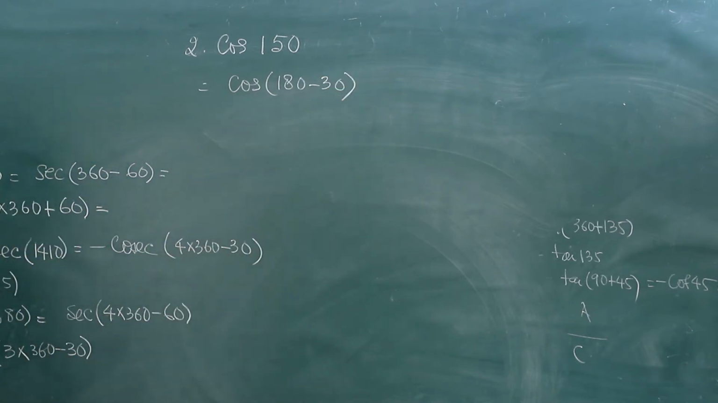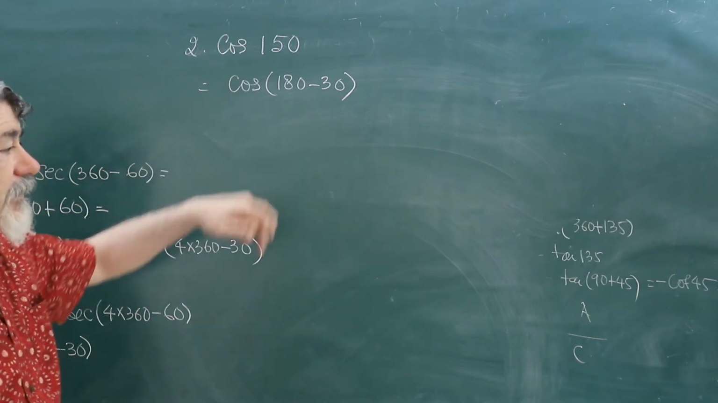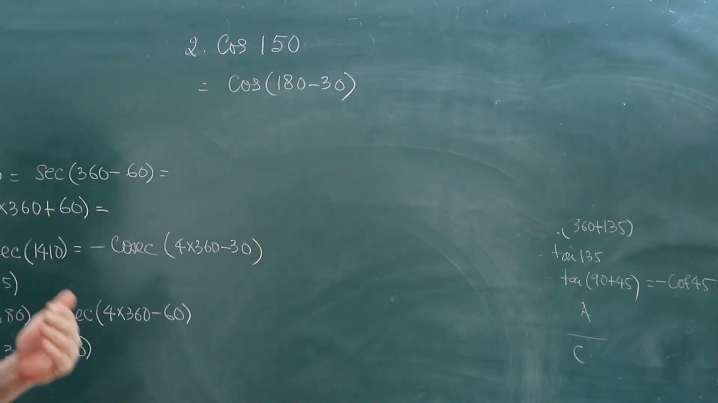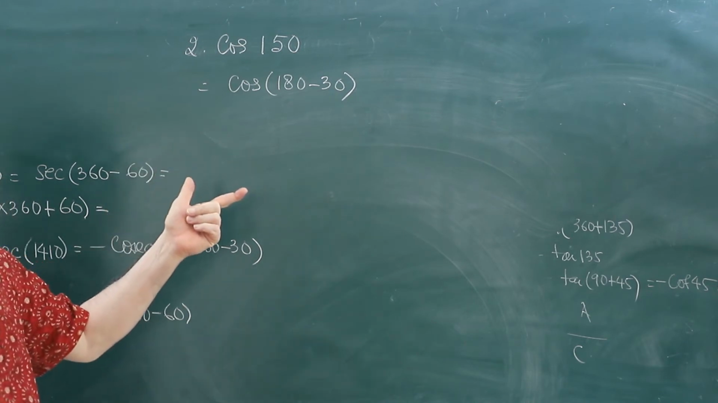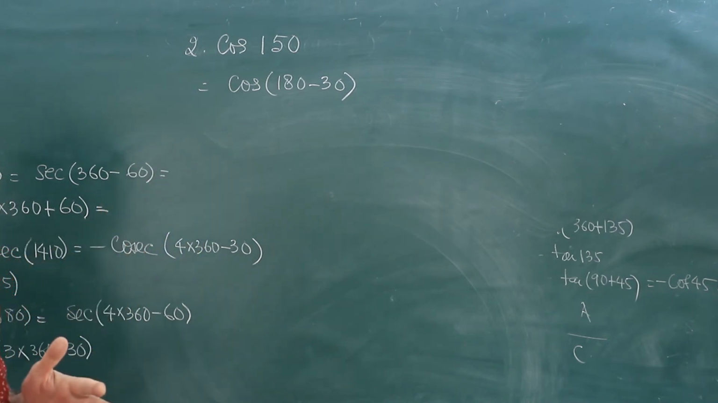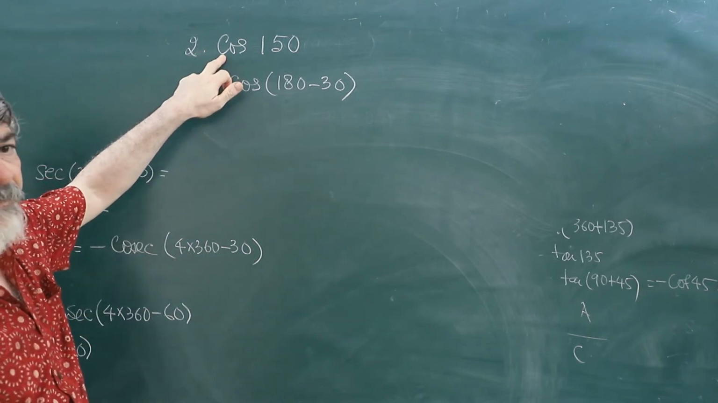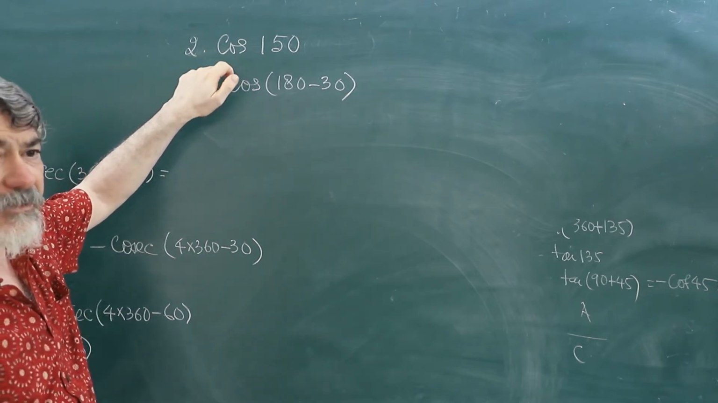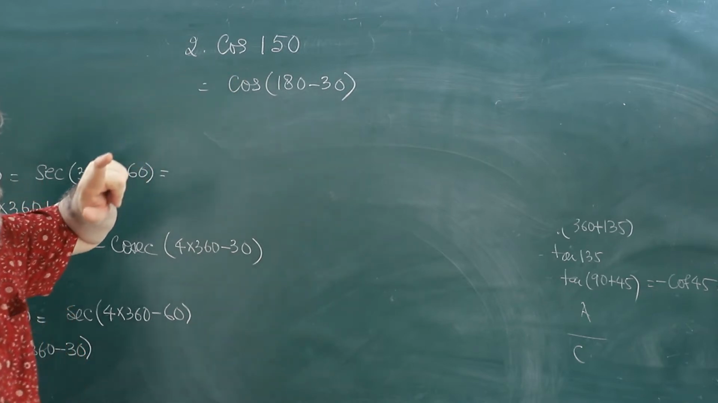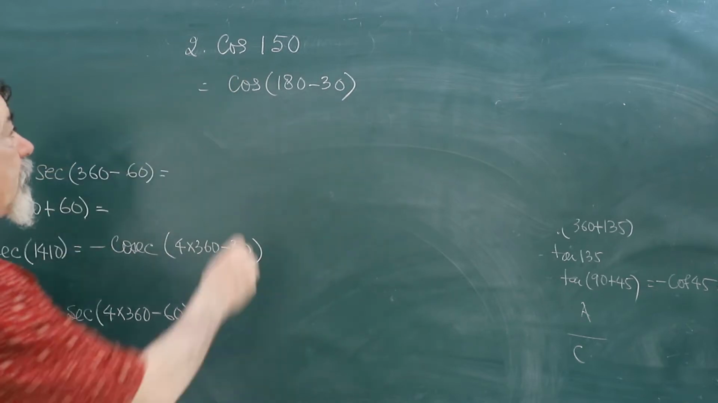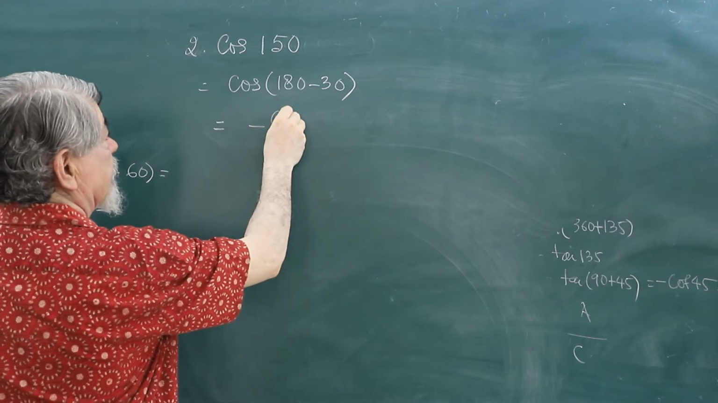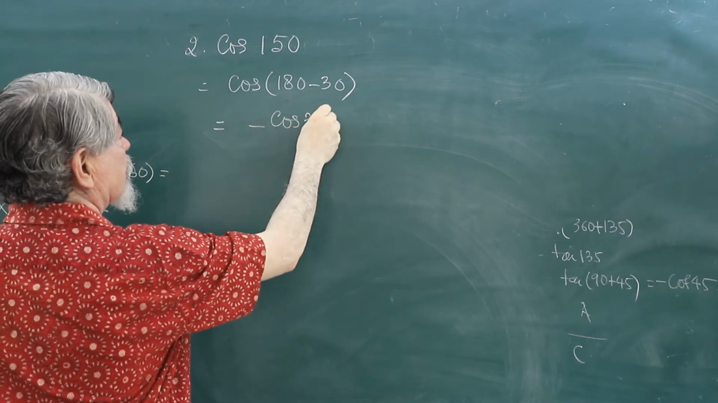It can be written as 90 plus 60 also, there is no problem. Cos 180 minus 30, you must see which quadrant it is falling. It is going to fall in the second quadrant. And in the second quadrant, what happens? Cos is negative. It is cos 150. It is falling in the second quadrant, and cos in the second quadrant is negative. So it will become minus cos 30.